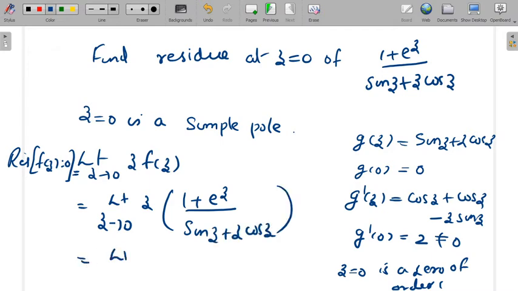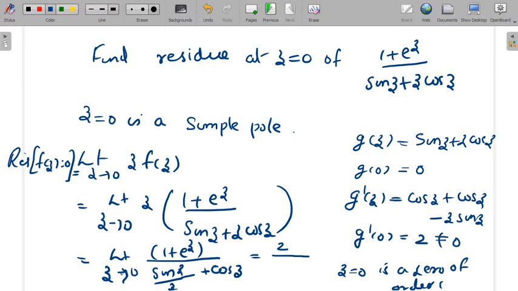And to get the limit, you can just adjust the terms. So taking that z to the denominator, this function can be written as 1 plus e raised to z divided by sin z by z, right? Taking this z to the denominator. And in the second term, z cancels and we get cos z. And as z tends to 0, 1 plus e raised to z tends to 2. And sin z by z, we know as z tends to 0 tends to 1. And cos 0 is also 1. So we get the residue as 1.